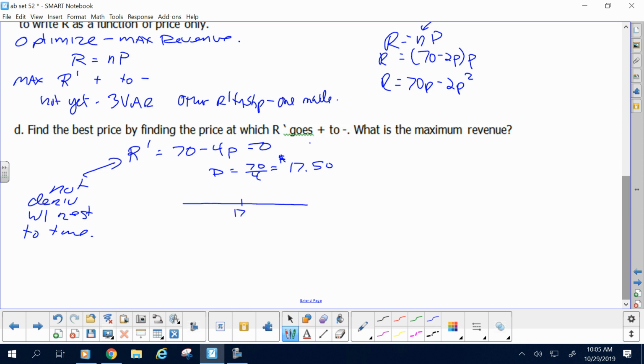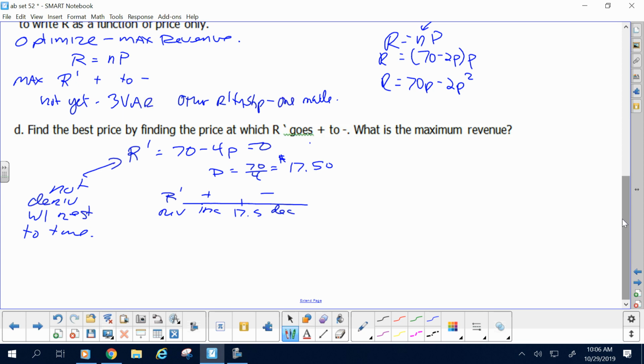When I set the price at 17.5, let's make sure that this is a maximum. So if I look at prices before that, is R prime positive or negative? If I tried something like P equals 10 in here, wouldn't this be 70 minus 40, which is positive, which means revenue up to that point was increasing. Does that look like what we're getting in the table? Revenue is increasing up to the 17-ish. And then afterwards, maybe P equals 20: 70 minus 80 is negative, which means revenue starts to decrease. That also matches the table. So it decreases as we pass 17, 18.